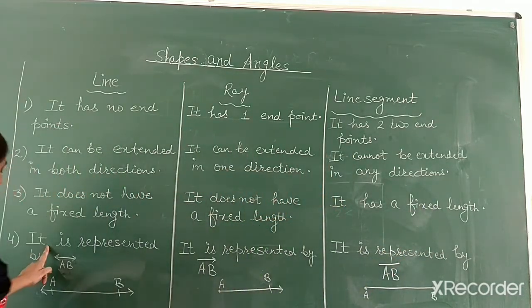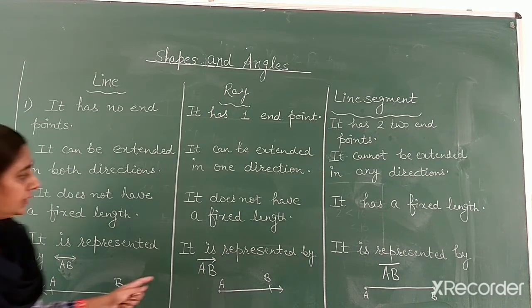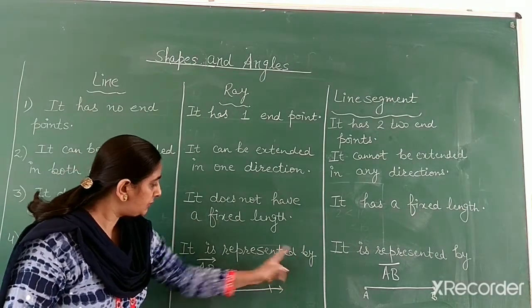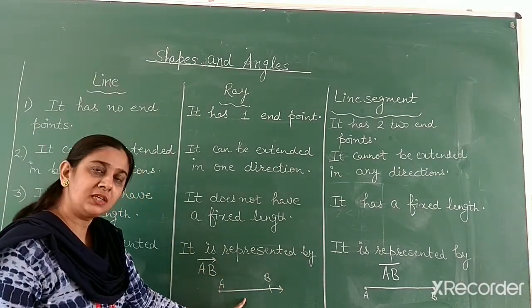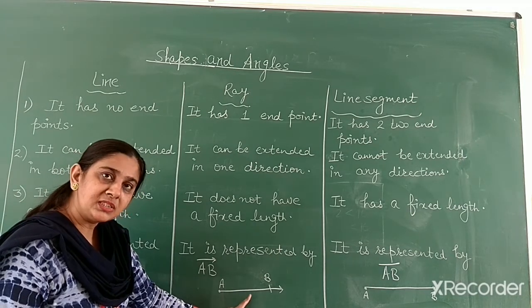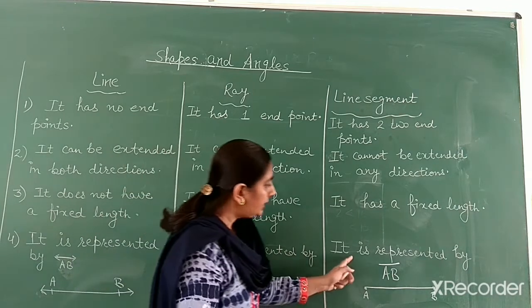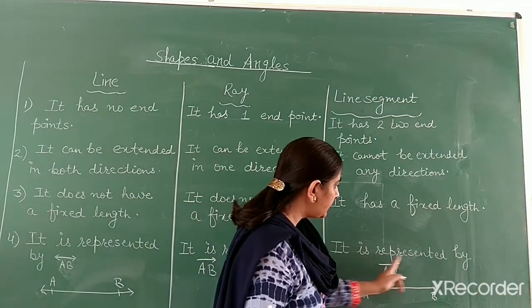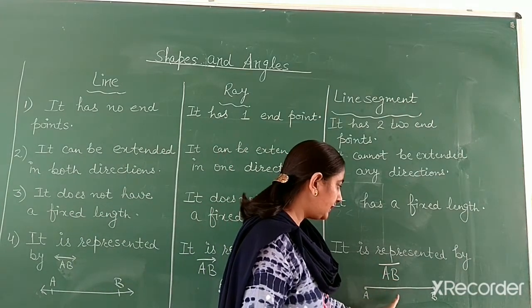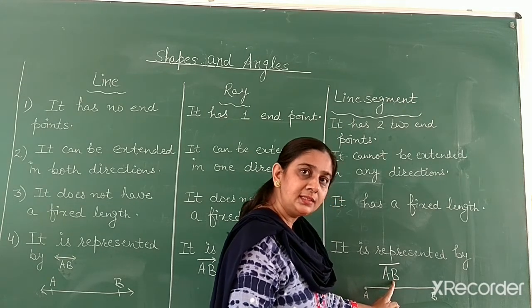Now fourth point, a line is represented like this. Next time if you see this figure, it means it is a line, while a ray is represented by this. And next time when you see this figure, it means this is a ray. While a line segment is represented like this and it is written like this.